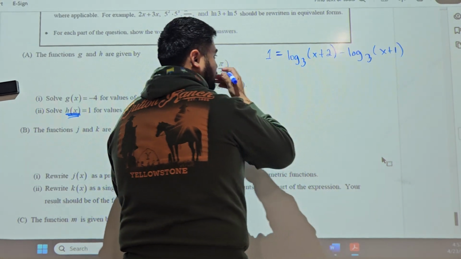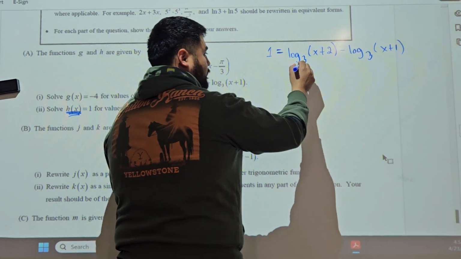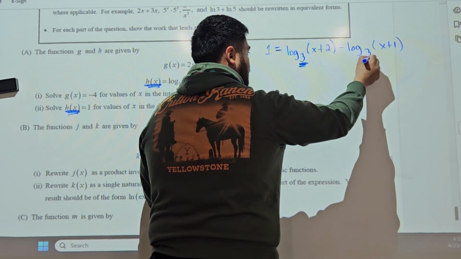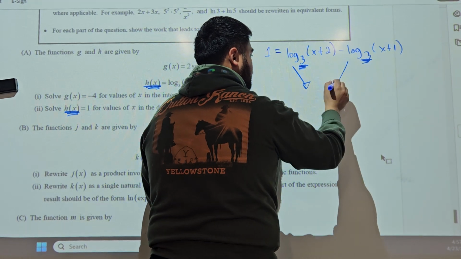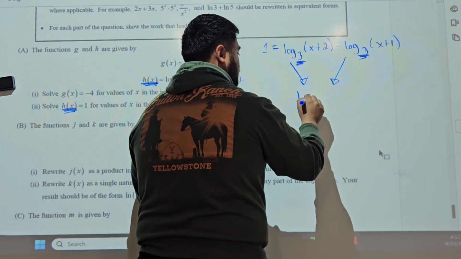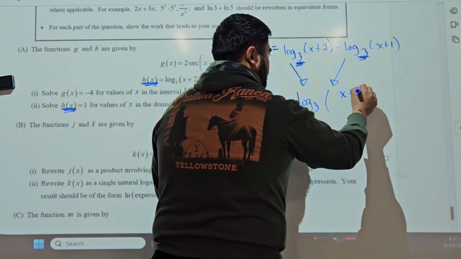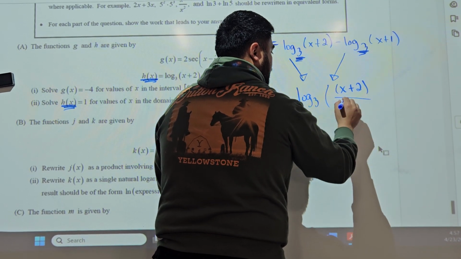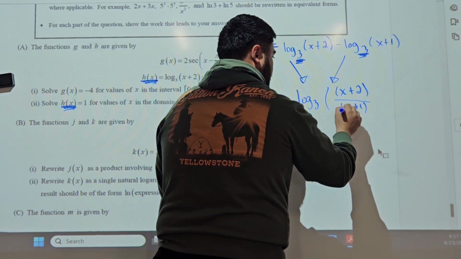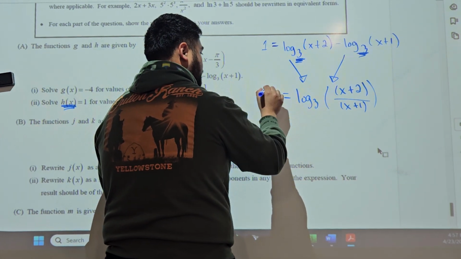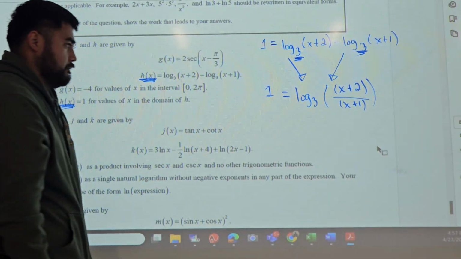No, so we're clear. We don't have to put anything as an exponent. So now, do they have the same base? Yes, they do. So this one and this one are just going to turn into 1. Log with the base of 3 of (x plus 2) over (x plus 1) equals, well, 1.